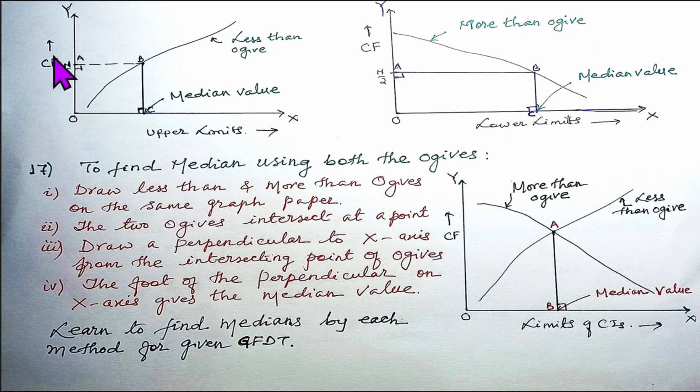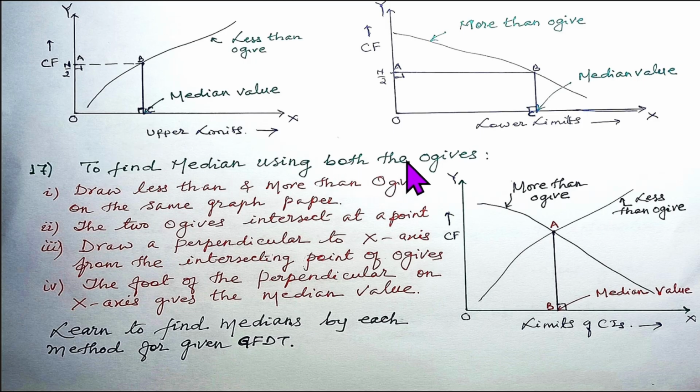Now if you look here, we have drawn the rising curve, that is the less than Ogive. Now locate n by 2 on the y-axis, draw a line which cuts the less than Ogive at a point B, drop a perpendicular from B to OX, and we get a point here, that is point C, and that is the point which indicates the median of the GFDT. So point C here gives the median of the GFDT, or the median of the given statistical data.